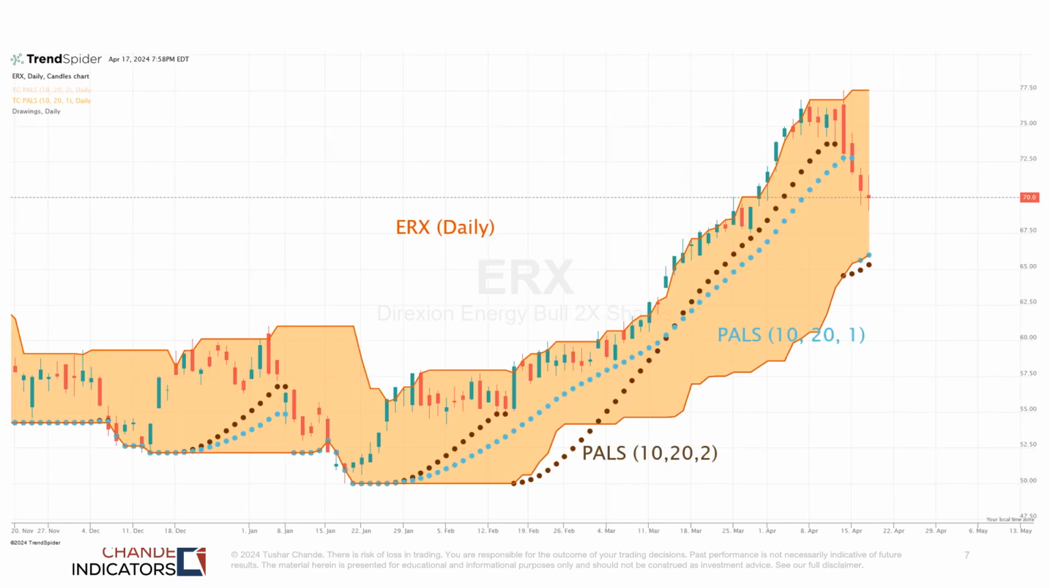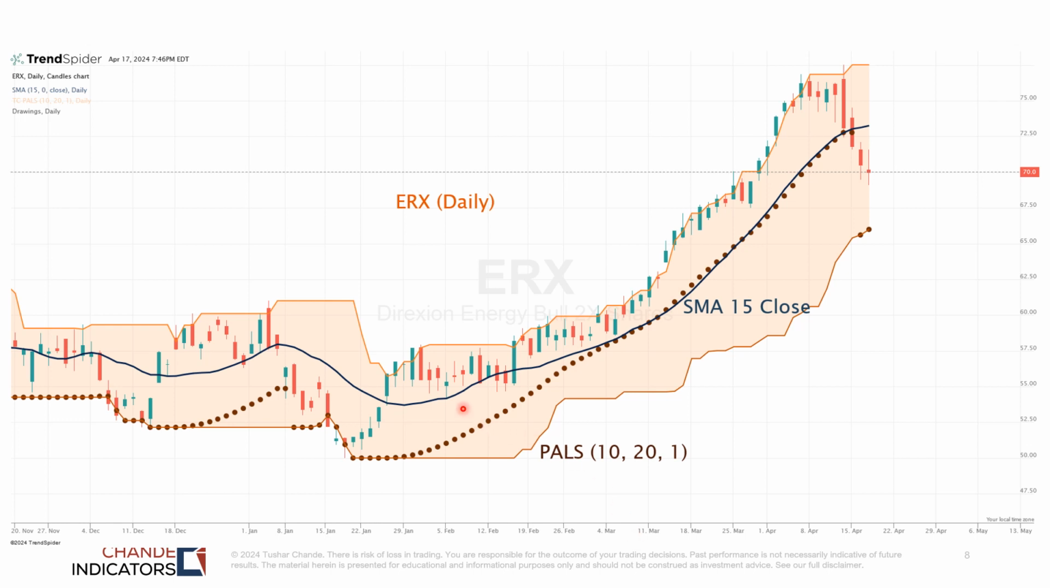This slide compares the PALS values for a speed of 2 or a speed of 1. And the speed of 1 would have taken you all the way to the top, but exited 1 day after the absolute high of the move. And the faster moving speed of 2 you see would have knocked you out here once and then carried you all the way very close to the top.